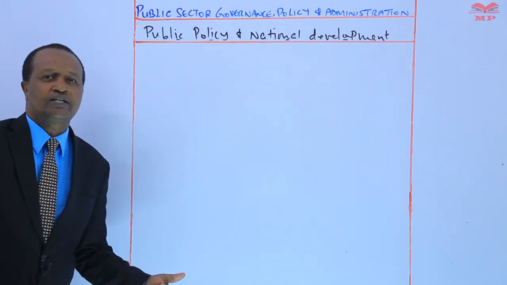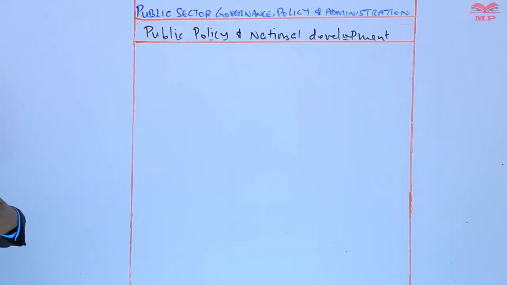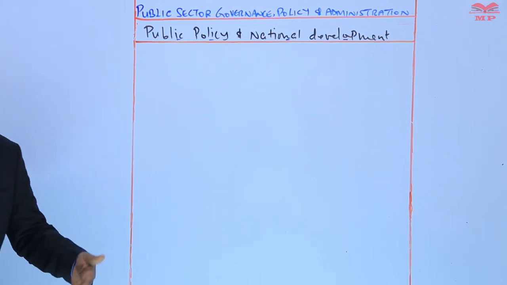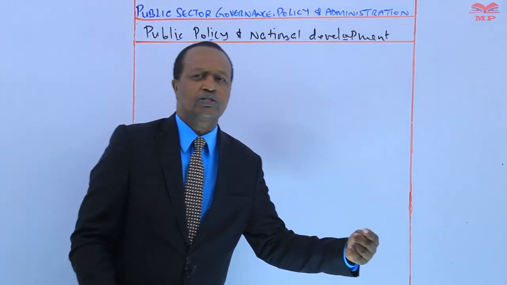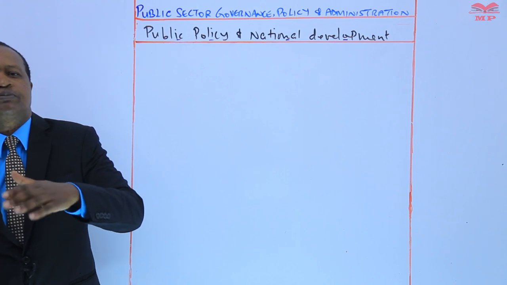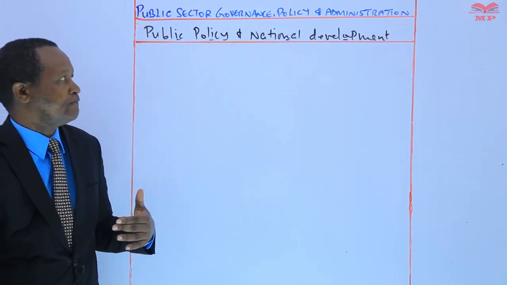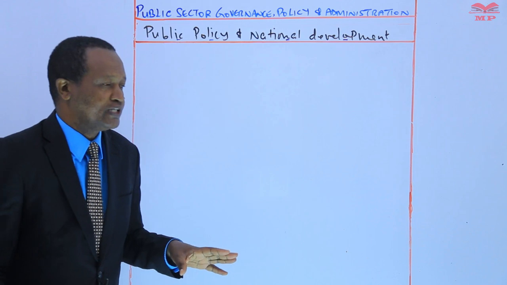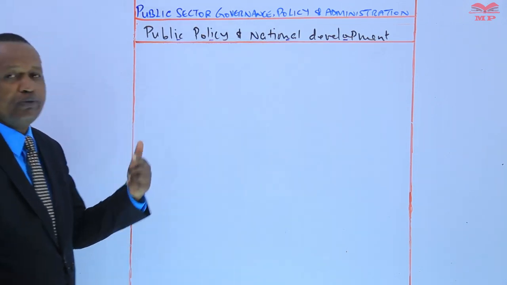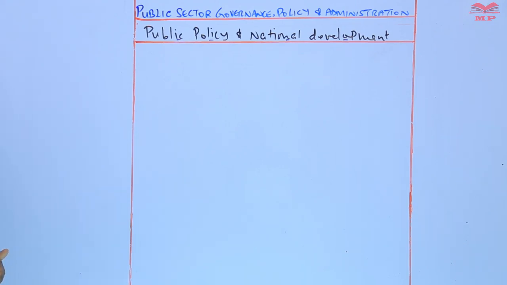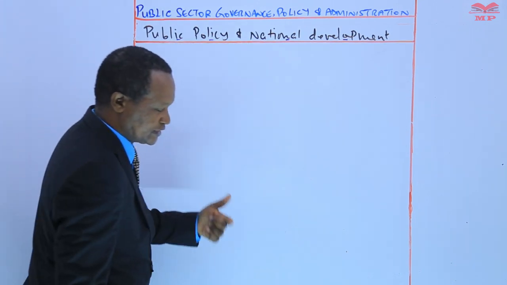Social development, on the other hand, refers to improving education, healthcare, housing, and social services to the people in order to enhance the people's quality of life. On the other hand, another aspect of national development is environmental development, which involves protecting and preserving natural resources and ecosystems to ensure sustainable development.